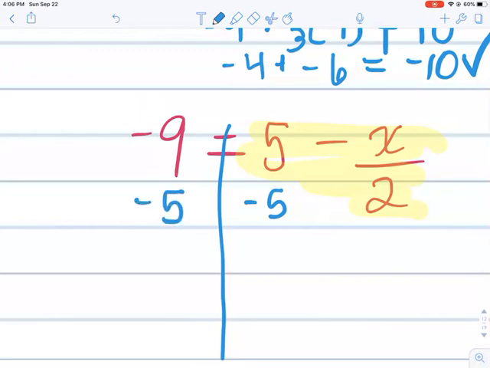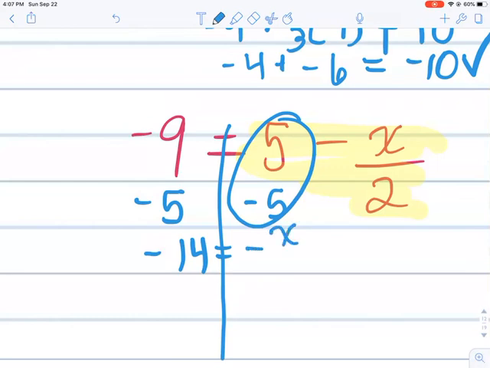If it was negative, we would add it. That's going to be negative 14 equals, and that's going to turn to a 0, but we're still left with a negative x over 2. There's a couple ways you could deal with this. You could multiply by 2. You could multiply by negative 2. I'm going to multiply by negative 2 first. That way it's going to get rid of the negative as well.